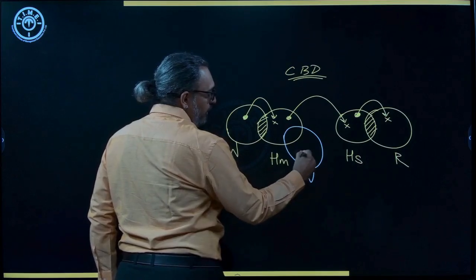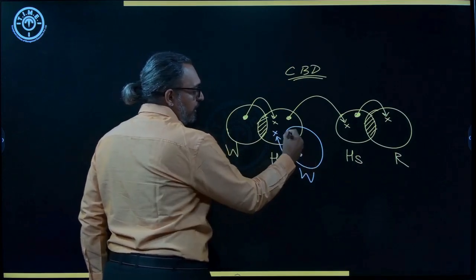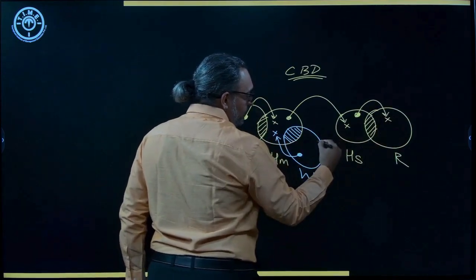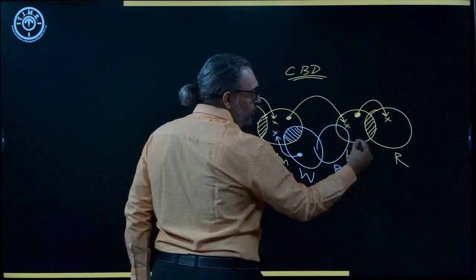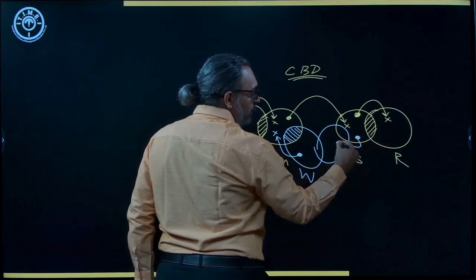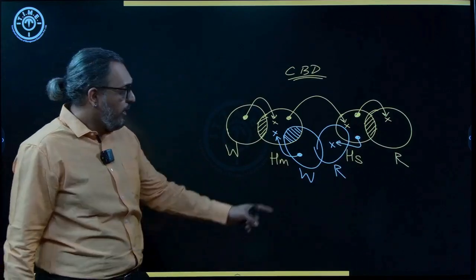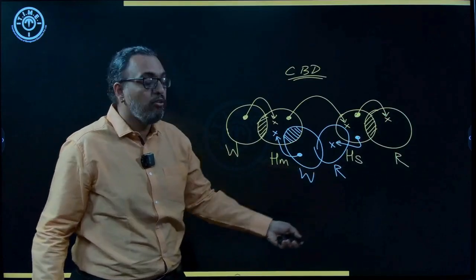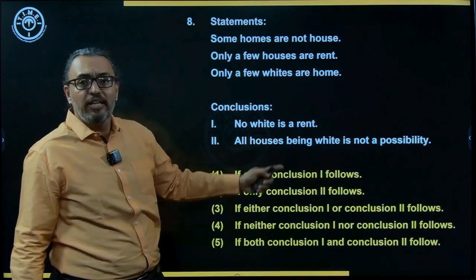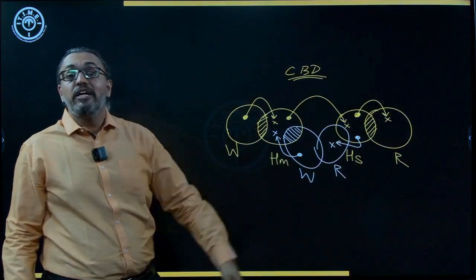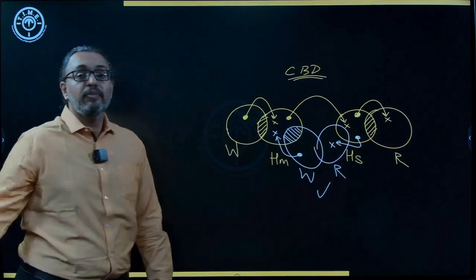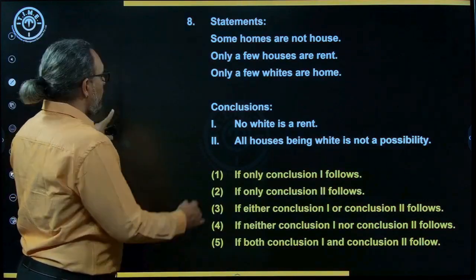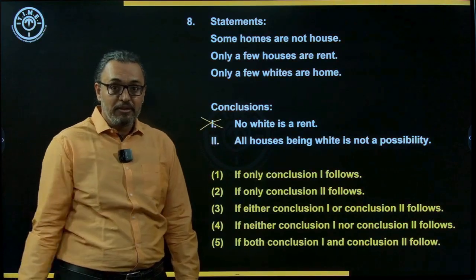Still, I will be able to maintain the same relation. Only a few whites are homes. And then I can move our circle here like this, so that still I can maintain only a few houses are rents. Can't I do that? Yes. The overlap can exist. I can simply push the two circles so that whites and rents are overlapping. That is what I want. Because the negative is no white is a rent, now I have proved some whites are rents. It is definitely satisfying. So the complementary satisfies. That means the given negative conclusion will not follow. So one does not follow.